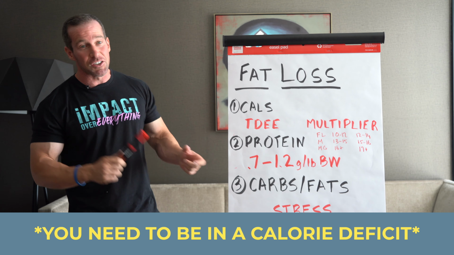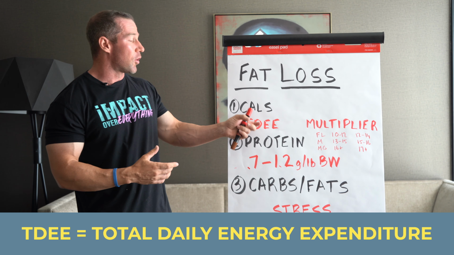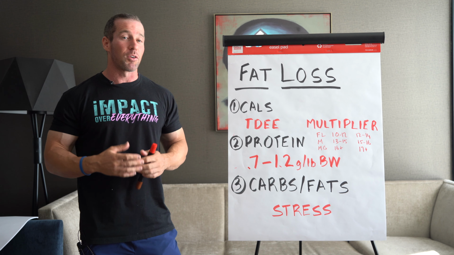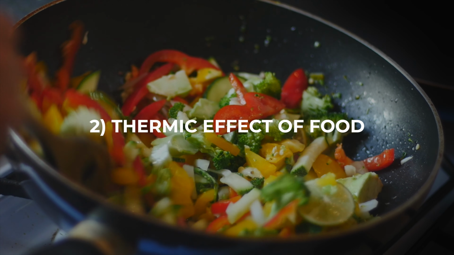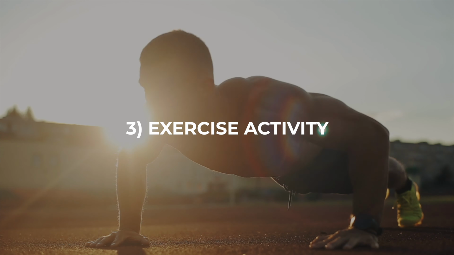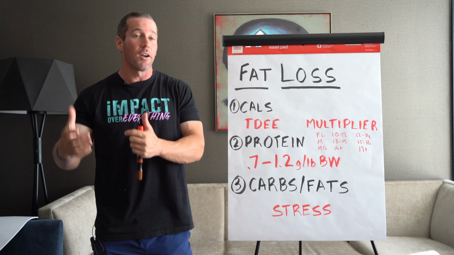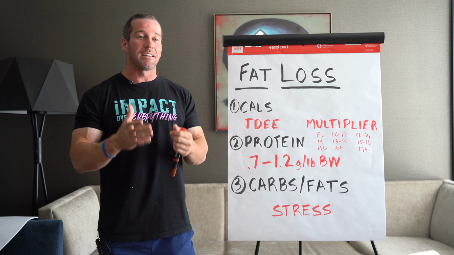First and foremost, yes, you need to be in a deficit. How do we establish our deficit? Well, we have to know our total daily energy expenditure, and that TDEE is comprised of four things. First, your basal metabolic rate. Second, the thermic effect of feeding. Third, your exercise activity. And fourth, your non-exercise activity thermogenesis. So we just understand what all of those account for in terms of calories. We add them up. That is your maintenance calories.